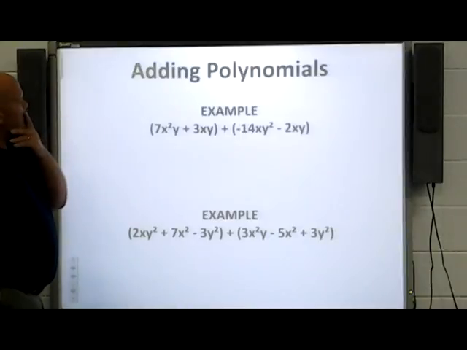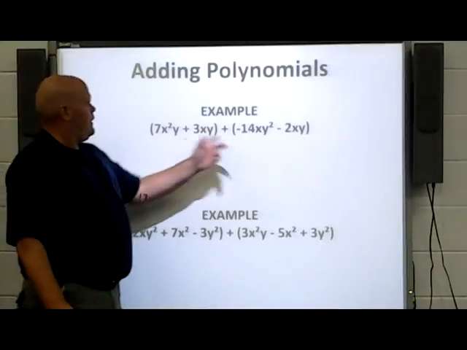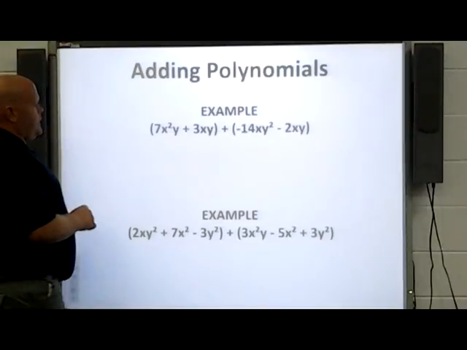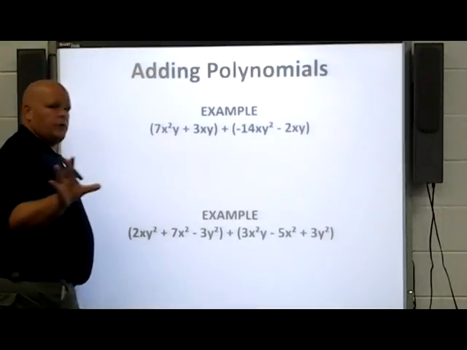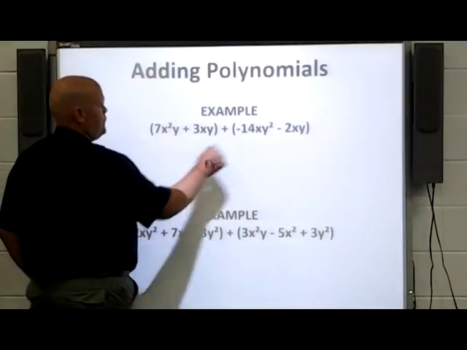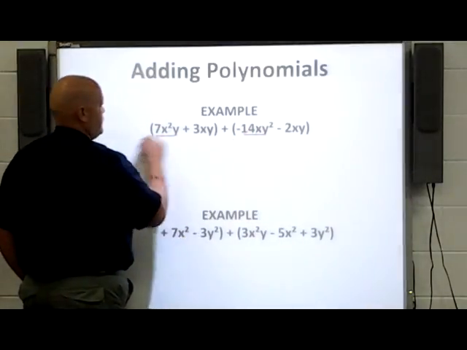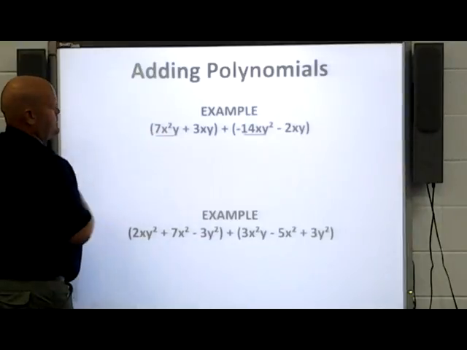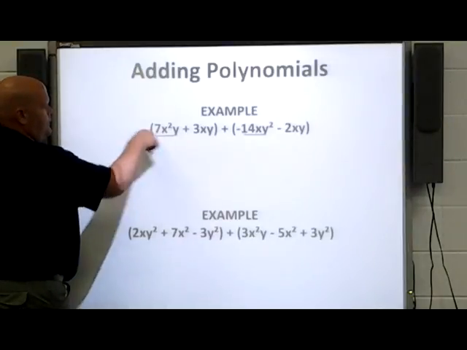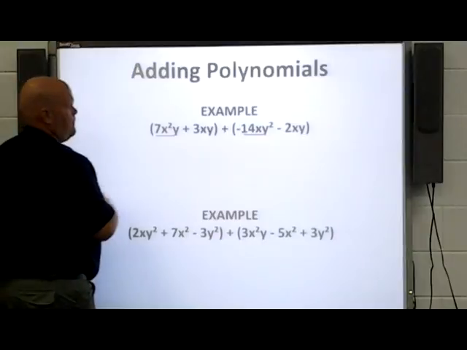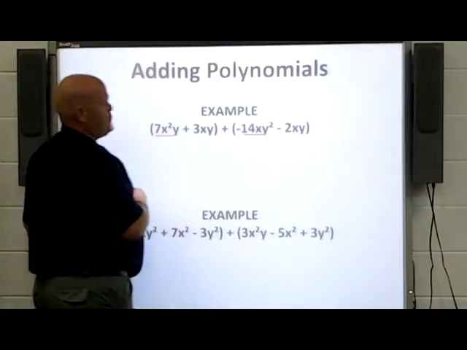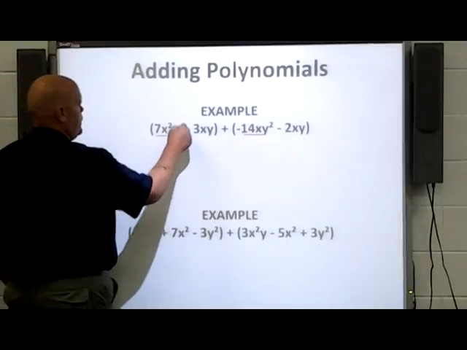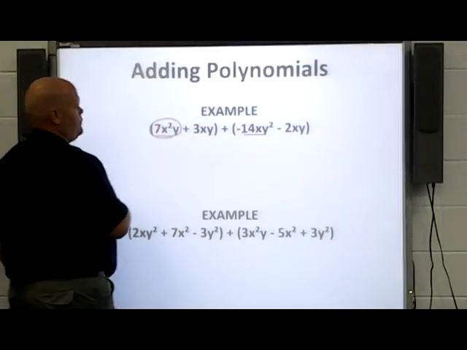Now we're adding polynomials, which means we have a lot of terms here. Okay? Here's an example. This is what I'm talking about right here. Notice these terms look very similar. They are not. Why? Because the exponent 2 is with the x in the first one. The exponent 2 is applied to the y in the second one.